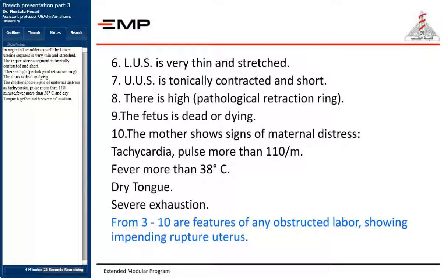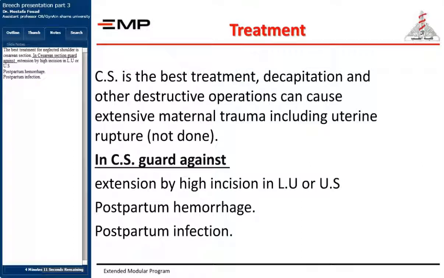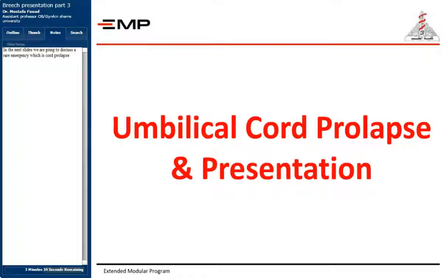The mother shows signs of maternal distress such as tachycardia, pulse more than 110 per minute, fever more than 38 degrees Celsius, and dry tongue, together with severe exhaustion. This diagram shows neglected shoulder presentation. The best treatment for neglected shoulder is caesarean section. In caesarean section, guard against extension by a high incision in LUS or US. Complications include postpartum hemorrhage and postpartum infection.